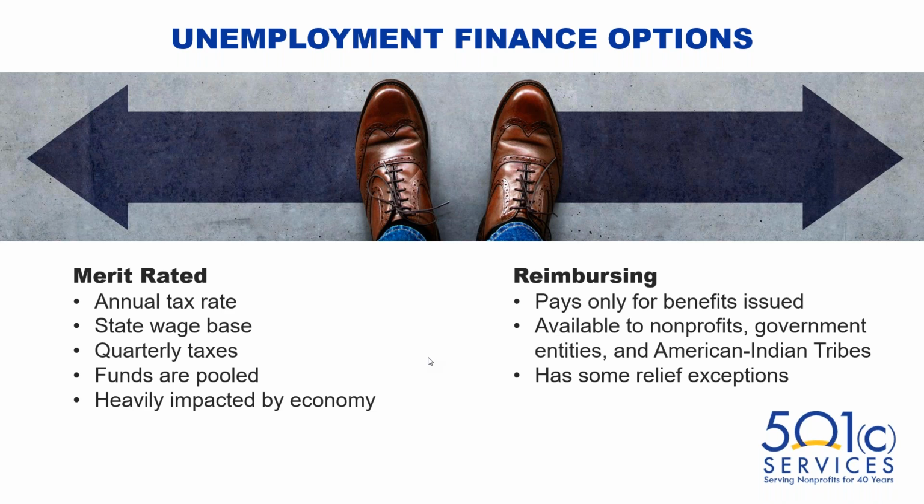Now, the second type of employer is a reimbursing employer. So nonprofits, government agencies and tribal organizations can opt out of the state unemployment tax system and be self-insured or reimbursing. Okay, and being a reimbursing employer can be particularly advantageous for several reasons. Well, number one, they pay only for actual benefit payments issued. They're going to avoid increased tax liability due to an unfavorable economy, and they're going to avoid some of those unemployment tax assessments and socialized costs.